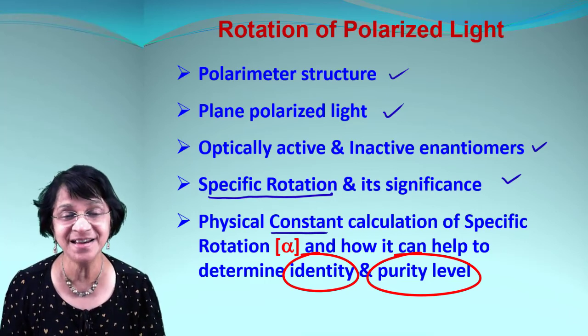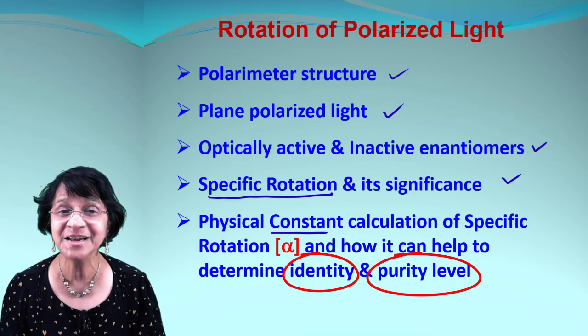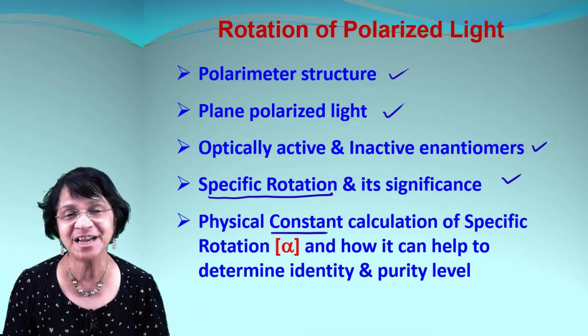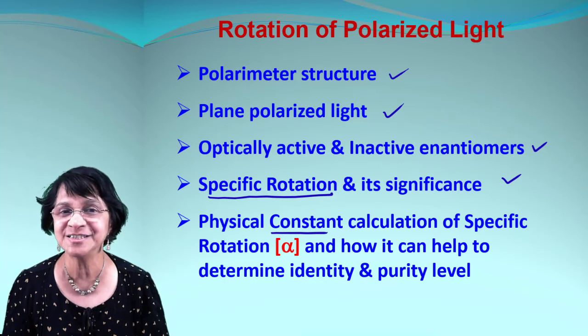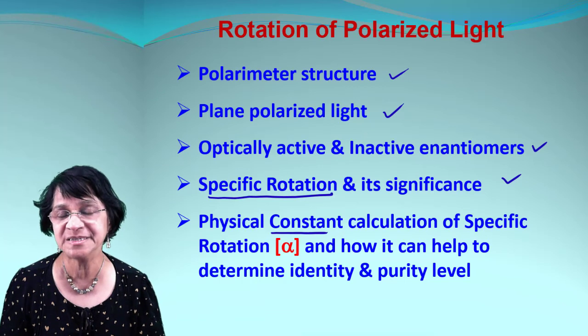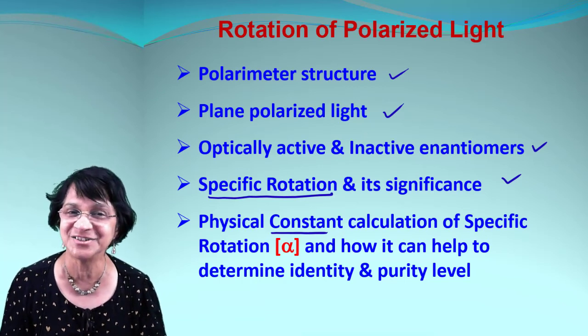And also keep in mind, there are more analytical methods like mass spec or NMR that can be used to identify the substance and also confirm the purity. But this one is specifically for chiral centers.